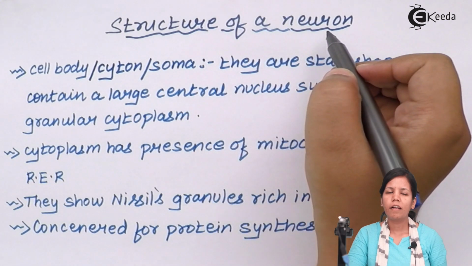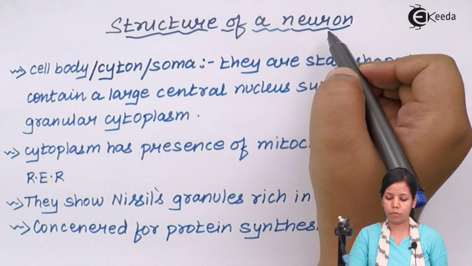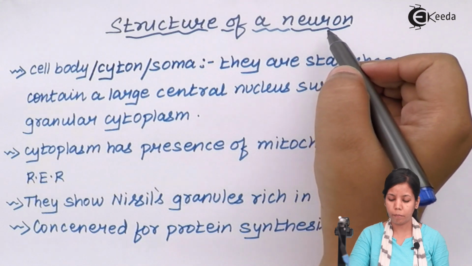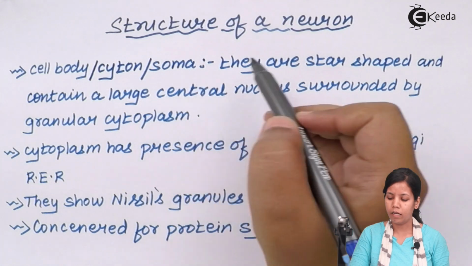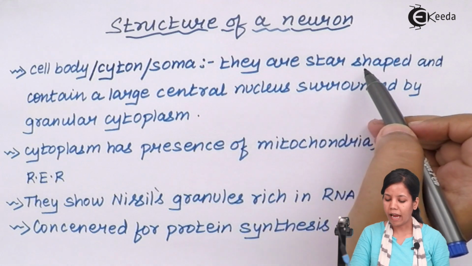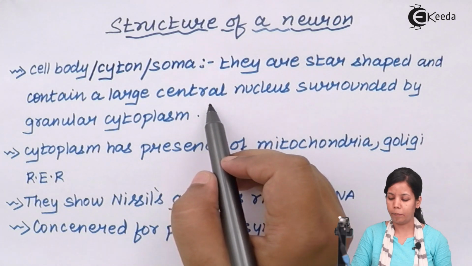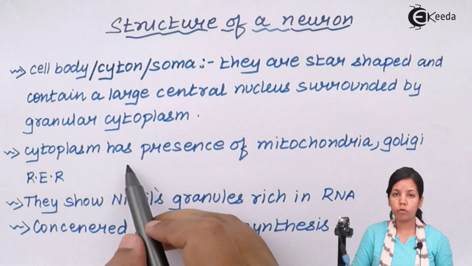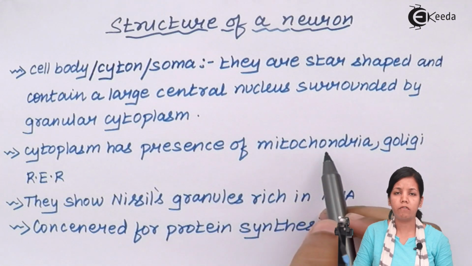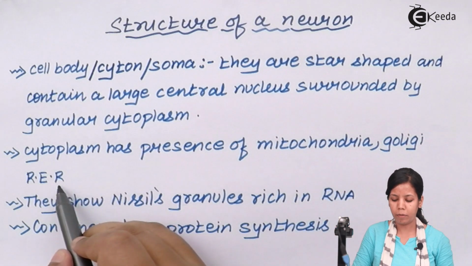Structure of a neuron. Now neurons are basically the smallest unit of our nervous system. Now the basic structure of a neuron under the microscope would consist of the cell body, or you say it cyton or soma. They're one and the same. Now they are basically star shaped and contain a large central nucleus which is just in the middle, surrounded by granular cytoplasm. Also, the cytoplasm shows the presence of mitochondria, which is the powerhouse of the cell, Golgi apparatus, as well as rough endoplasmic reticulum.